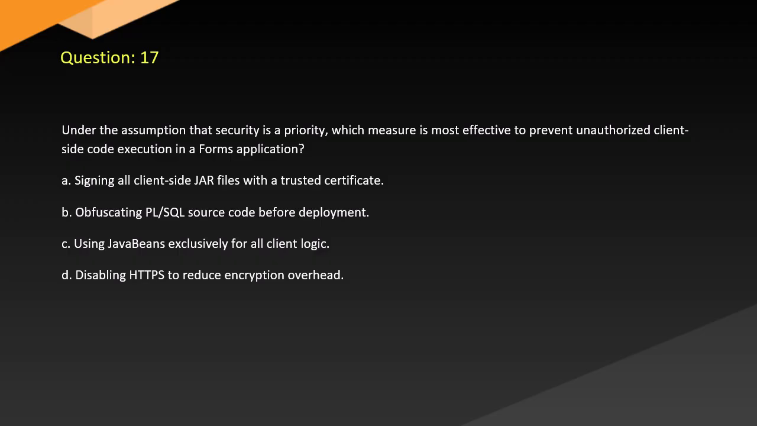Question 17. Under the assumption that security is a priority, which measure is most effective to prevent unauthorized client-side code execution in a Forms application? A. Signing all client-side JAR files with a trusted certificate. B. Obfuscating PL/SQL source code before deployment. C. Using Java beans exclusively for all client logic. D. Disabling SSL to reduce encryption overhead.